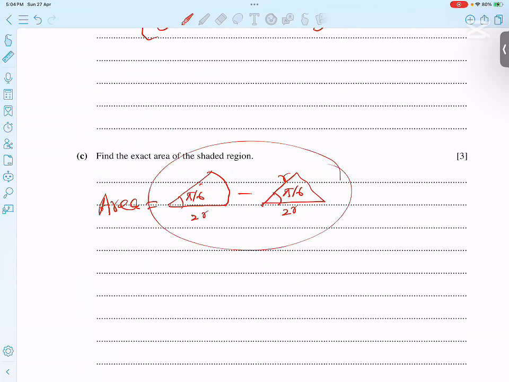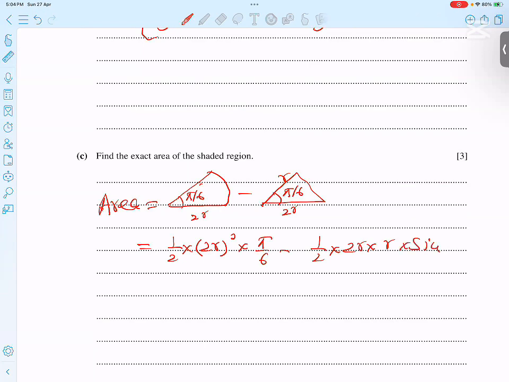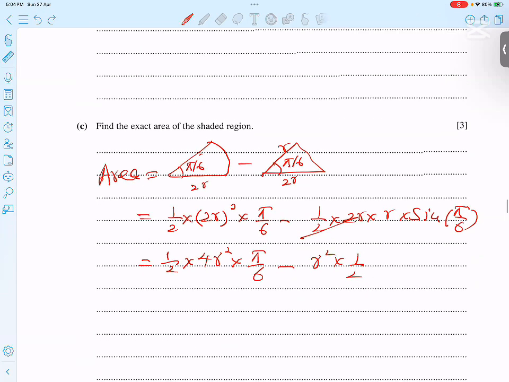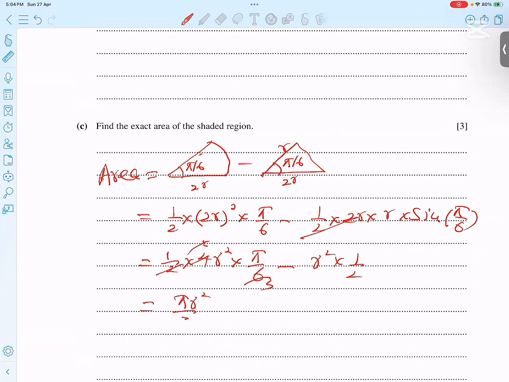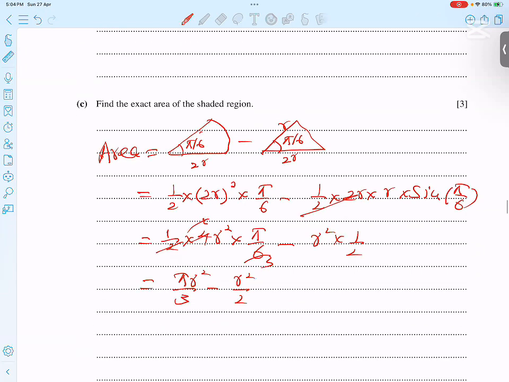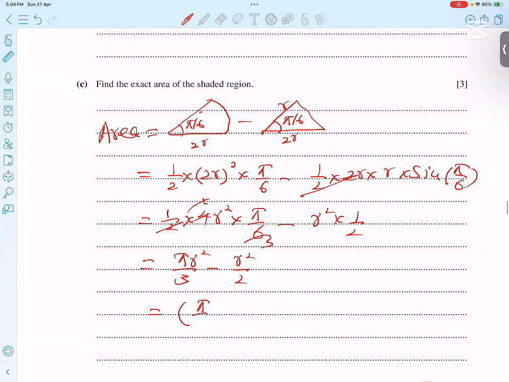This diagram making is very effective and the chance of mistake reduces. Sector area is ½r²θ, minus triangle area ½ab sin θ. I'm writing 4r² into π/6 for the sector, and here the 2 cancels out, giving r². And sin π/6 is actually half, because you can calculate it in radian mode. Now this cancellation of 2, this cancellation of 3, I get πr²/3 minus r²/2.